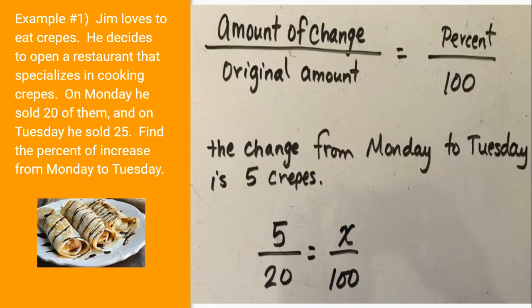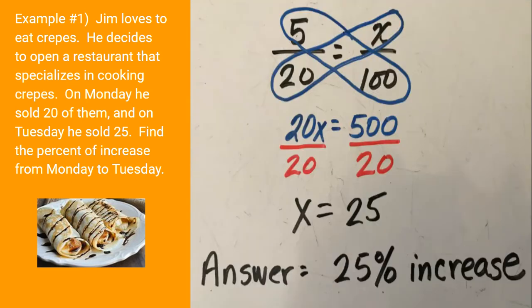So we don't know what it is right now. So we put an X, and then you put 100 over the X. Now we have the proportion 5 over 20 equals X over 100. Well, we know how to figure out what the X is. So we're going to use that skill called cross products or cross multiplication.